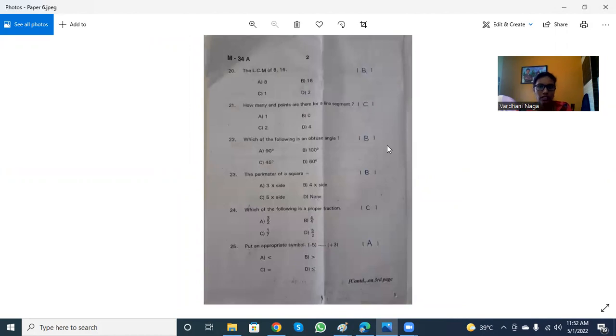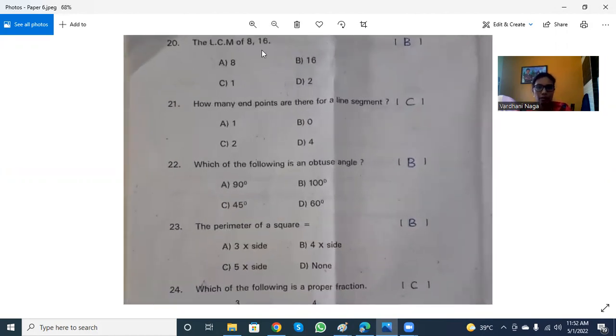Next. LCM of 8 and 16. Here the bigger number is 16 and 8 is a factor of 16. So the LCM becomes 16. How many endpoints are there for a line segment? A line segment will have 2 endpoints, starting point and the ending point.